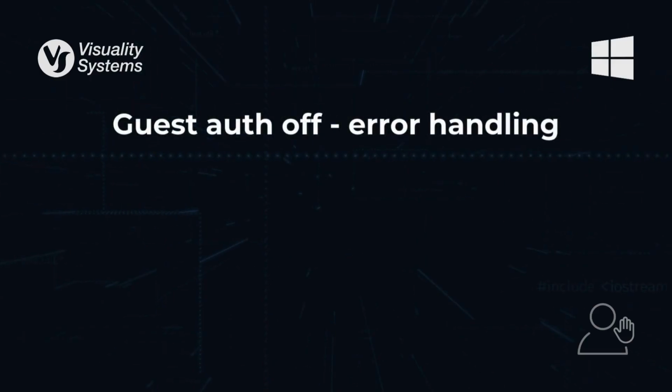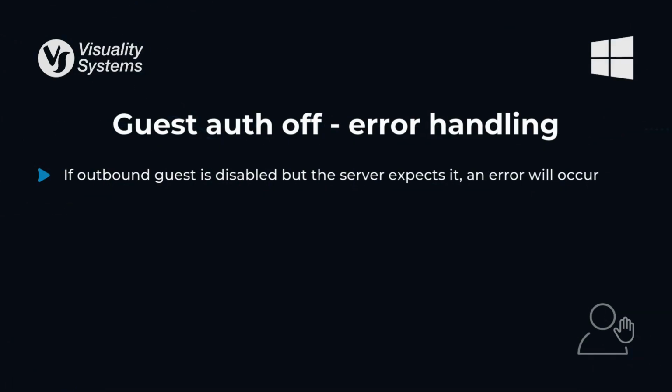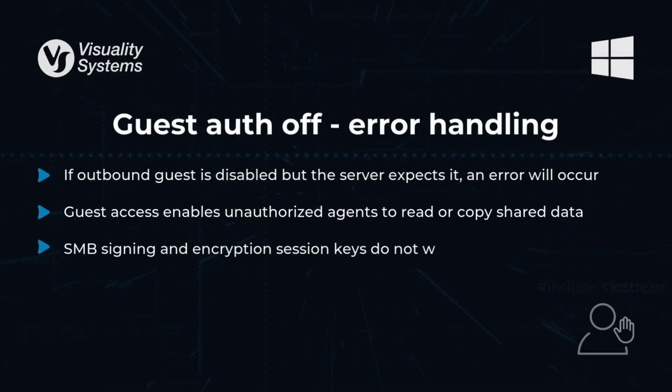When outbound guest access is disabled but the server still expects it, an error will occur. This incompatibility can lead to blocked connections, but it's a necessary security measure to prevent unauthorized agents from reading or copying shared data. Guest access does not support SMB signing or encryption session keys, which are critical for secure communication.